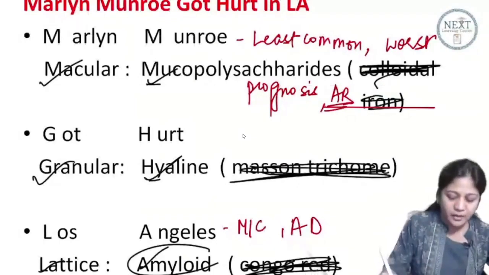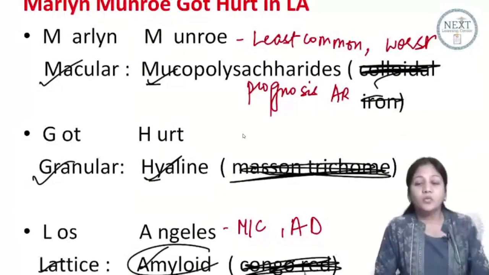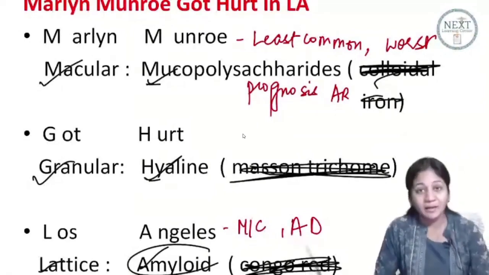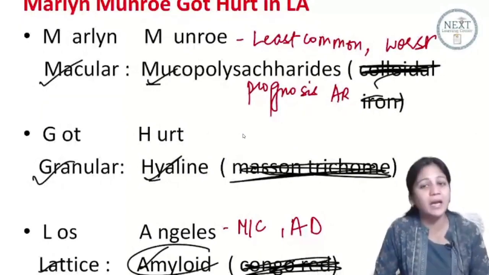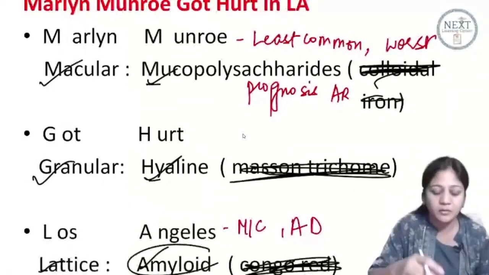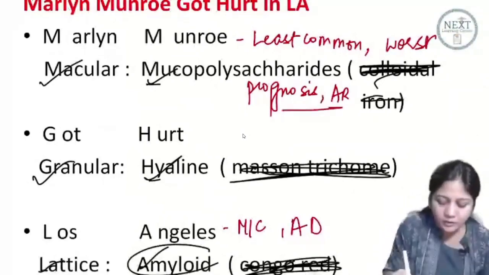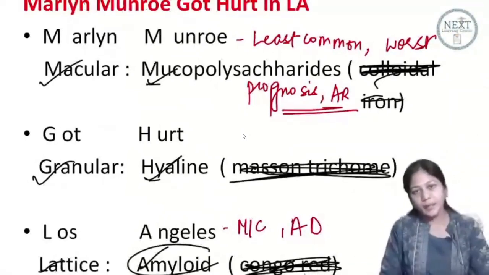Now, after you finish writing this, there are three more questions. Please remember, which is the most common one? Lattice is the most common. Which is autosomal dominantly inherited? Again, lattice. The least common, the worst prognosis and autosomal recessive inheritance is for macular. Okay?